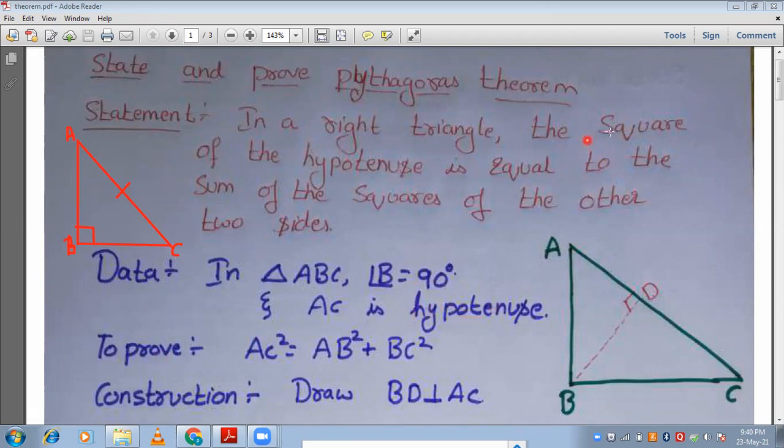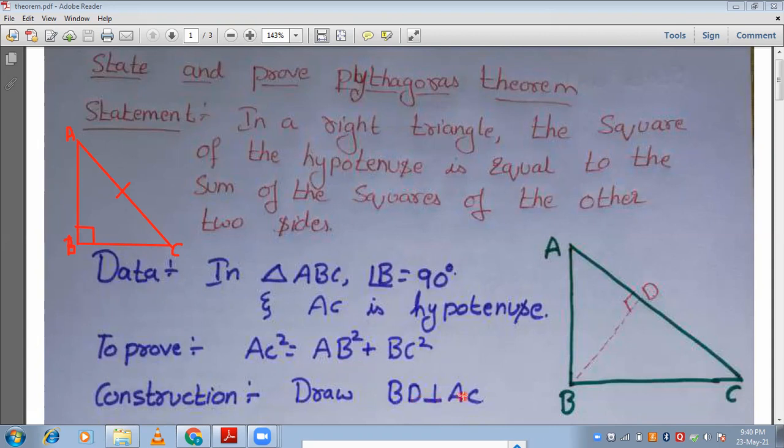To prove: the square of the hypotenuse AC. AC square is equal to the sum, meaning plus, of the squares of the other two sides. Which are the remaining two sides? AB and BC. So AB square plus BC square. We need to prove that in a right angle triangle, the square of the hypotenuse is equal to the sum of the squares on the other two sides. Next, construction.